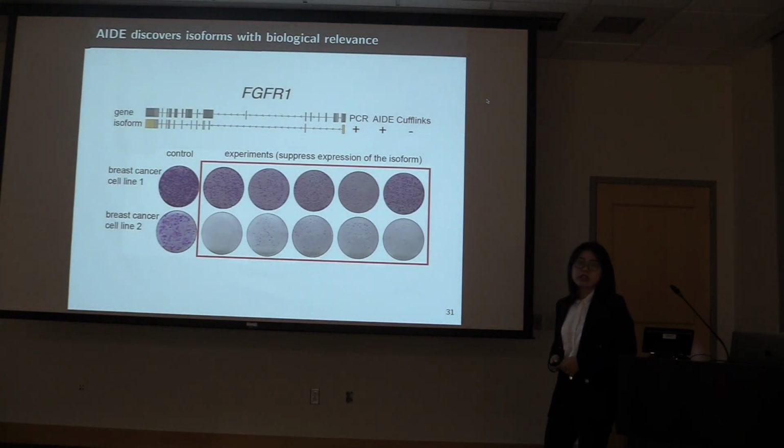On the other hand, we also looked at the isoforms that were only predicted by aid, but not by couplings. This displayed isoform is only predicted by aid and validated by PCR experiment for the gene FGFR1. Then we selected 2 breast cancer cell lines, suppressed the expression of this isoform in these 2 cell lines, and compared with the control. In these figures, the intensity of the purple color demonstrates the number of cancer cells. Very apparently, we can see that the growth of the cancer cells was inhibited after we suppressed the expression of this isoform, showing that it may have function in the growth of breast cancer cells. Following up this experiment, we also did experiments to show that the function is specific to this isoform compared to the other expressed isoforms of the same gene.